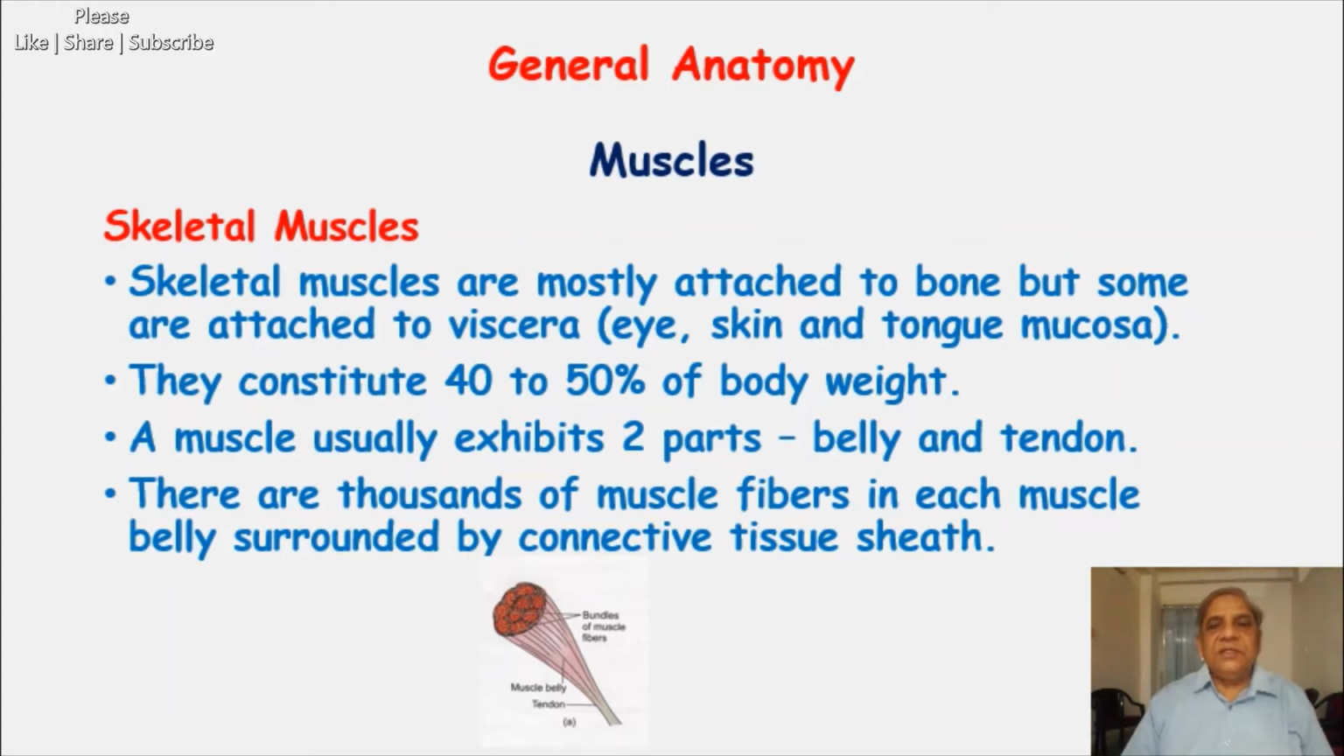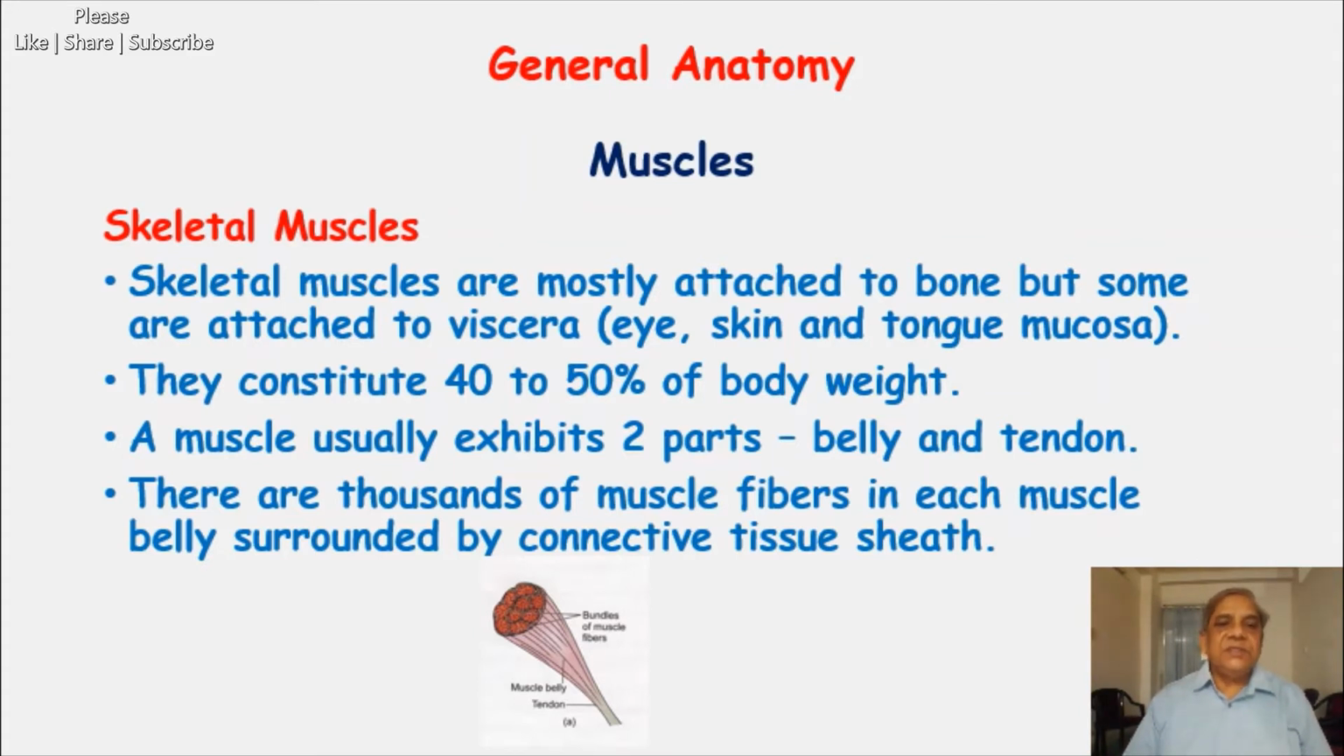Similarly, the muscles present in the tongue also gain their attachment or insertion onto the mucous membrane of the tongue. Now these skeletal muscles, as I said, are quite abundant in our body. A lot of skeletal muscles are present on our limbs, upper limb, lower limb, and in the trunk also, and they constitute up to 40 to 50% of body weight. That means half of the body is made up of skeletal muscle.